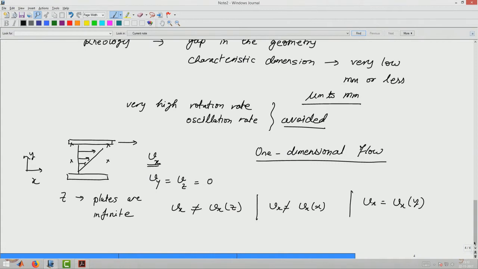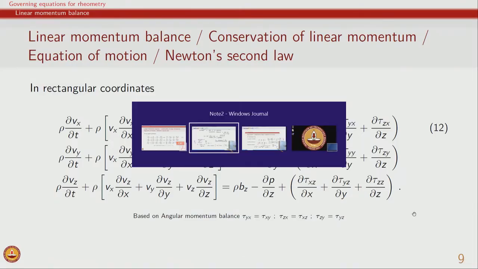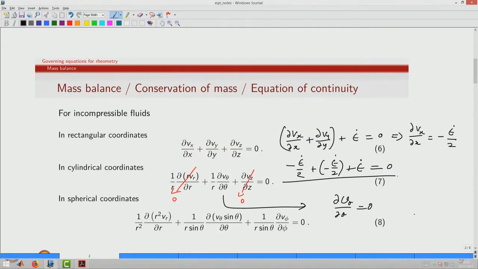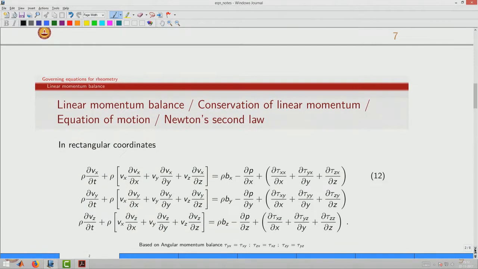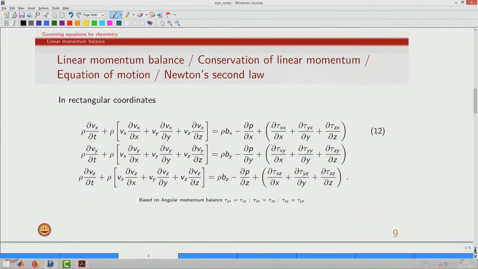So, given this overall rheometric flow situation, in which we have a one dimensional flow and velocity is only present in the x direction and is only a function of y, we can now try to see what the consequence is in terms of linear momentum balance. So, let us look at the overall linear momentum balance for this case. We can see that since Vy and Vz are 0, this whole term goes to 0, because Vy is 0 and Vz is also 0.